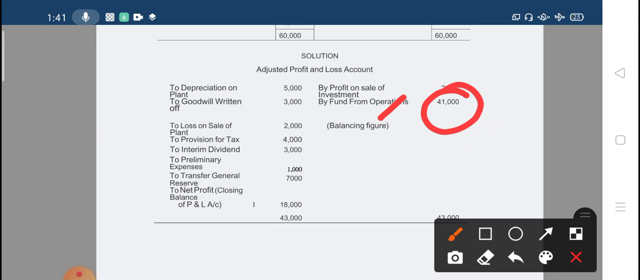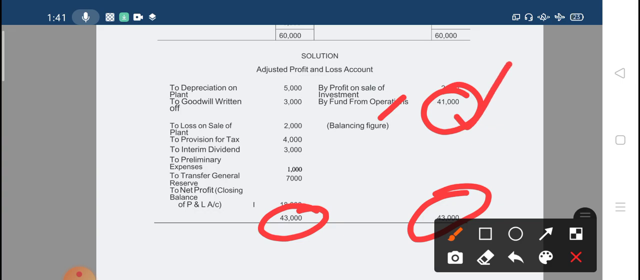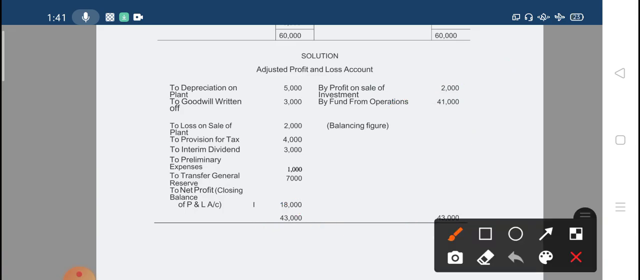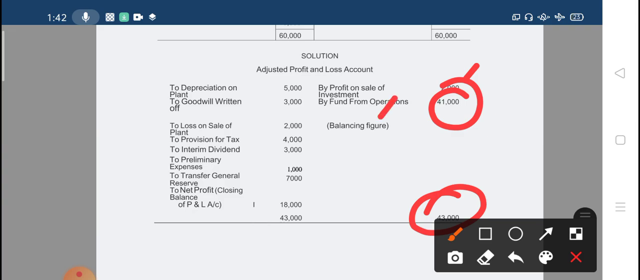So first we have to write the debit side total. We have to take the total of the side which comes more. At a glance we have to see, and then the same has to be written on the other side also. In the balance we have to identify: 43,000 minus 2,000, we will get this 41,000 balance. So this is the fund from operations.